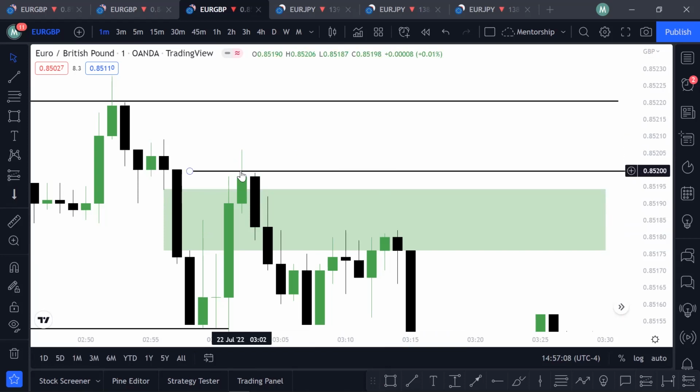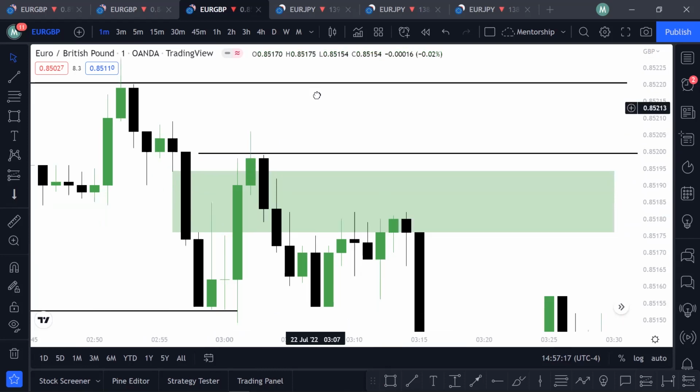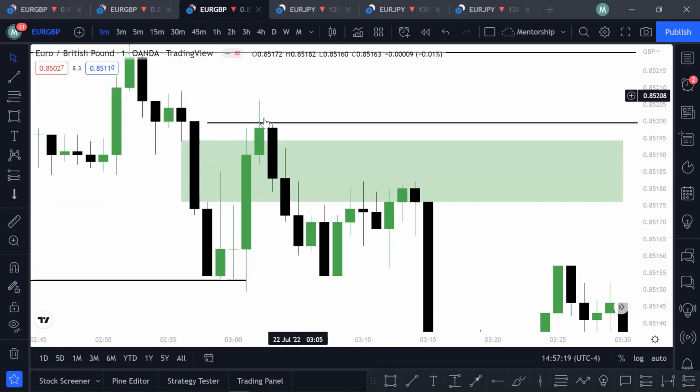You're selling at 3 o'clock in the morning. 30 minutes to the news release. The euro, we are expecting high volatility on the euro. It gives you an opportunity here to enter the market like a smart trader, like a professional trader.